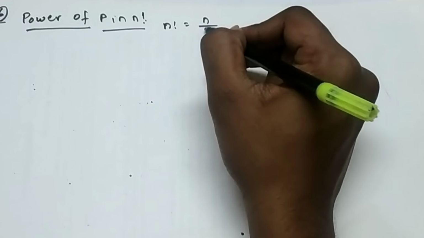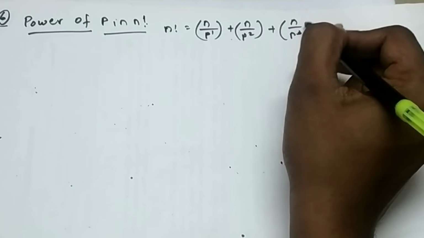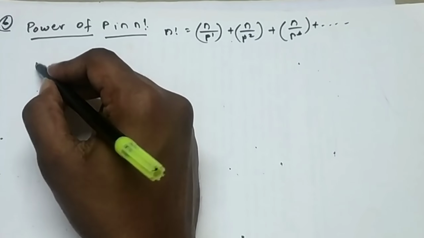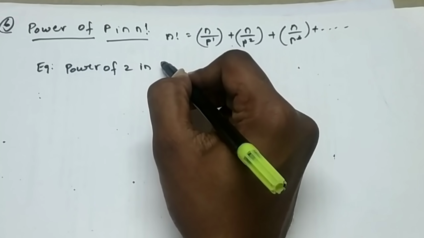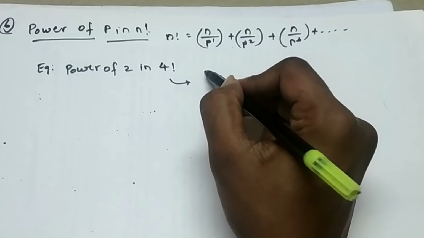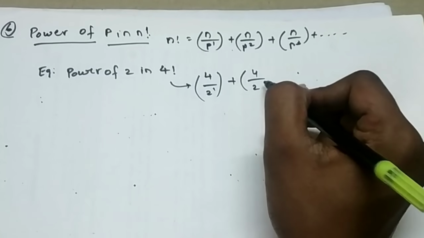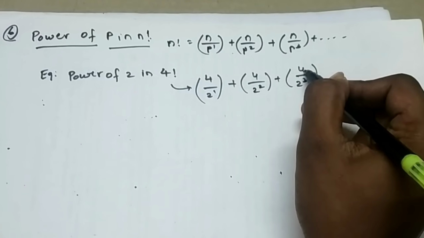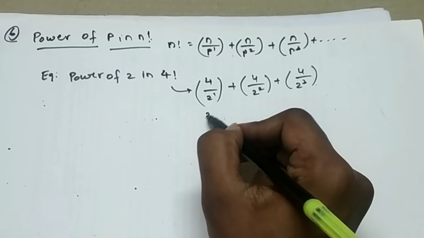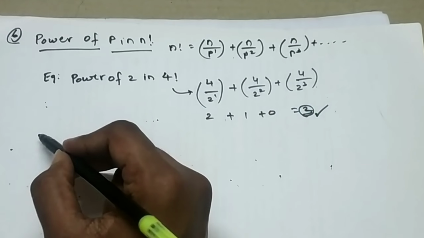So n factorial will be n by p power 1 plus n by p square plus n by p cube and so on. So let us see an example. Power of 2 in 4 factorial. So let us write 4 by 2 power 1 plus 4 by 2 square plus 4 by 2 cube. So 4 by 2 will be 2, and 4 by 2 square will be 1, and anything decimal will be 0. So it is 3. The power will be 3.